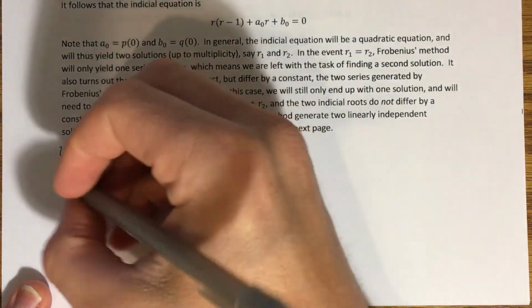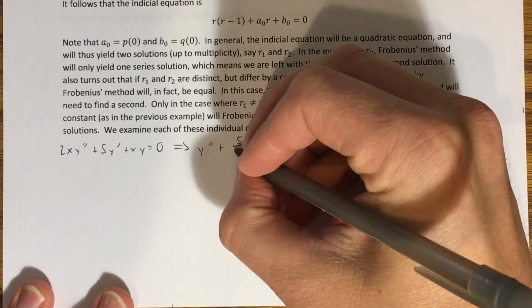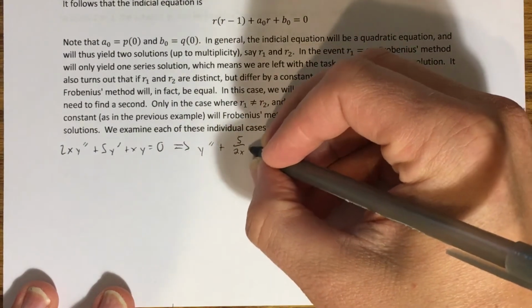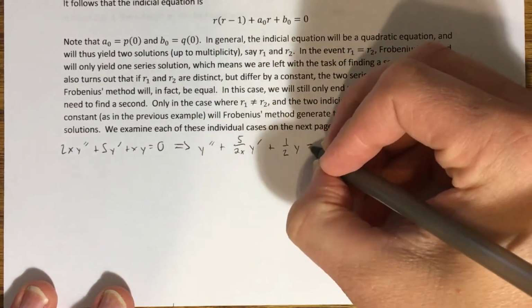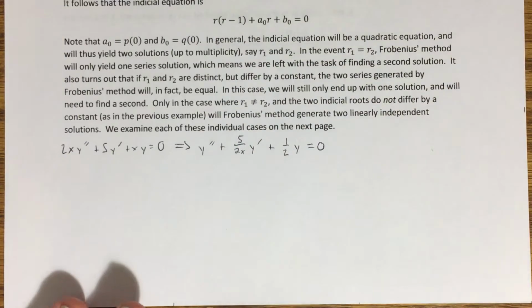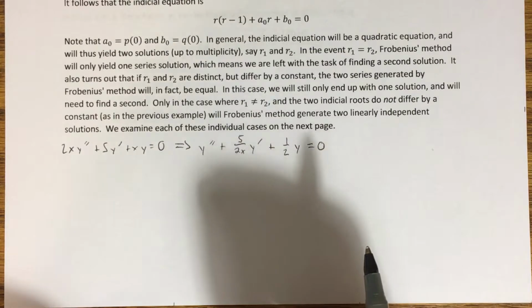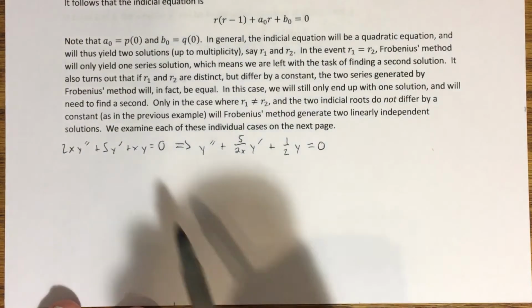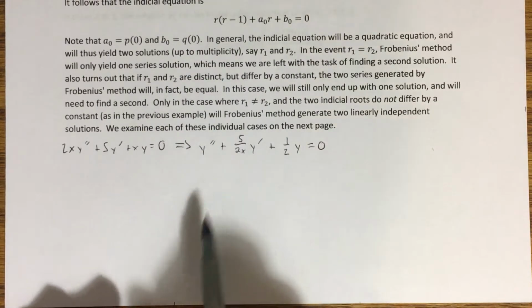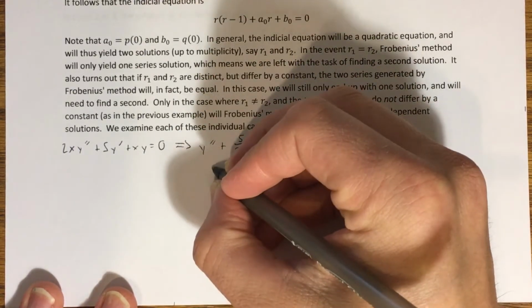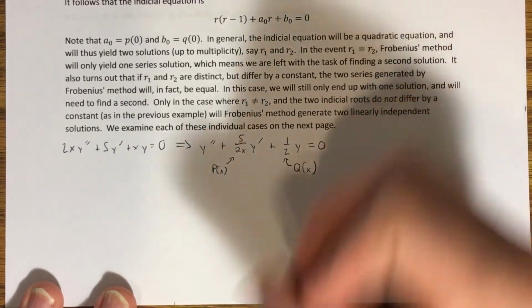Well, let's see. So first thing I would need to do is put this in the correct form. Divide everything by 2x. So y double prime plus 5 over 2x y prime plus x over 2x, which is equal to 1/2 y equals 0. Okay? And you can use this form to also verify that x equals 0 is in fact a regular singular point. But what I want to do is find little p of x and little q of x. Remember, this guy right here is capital P of x. And that 1/2 right there is capital Q of x.